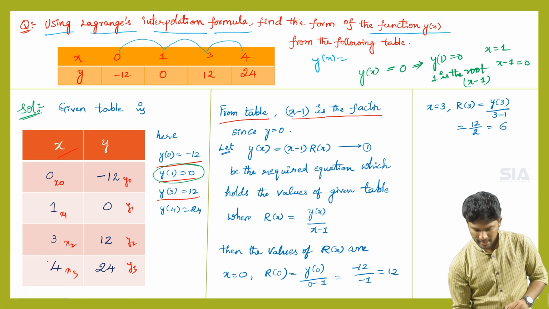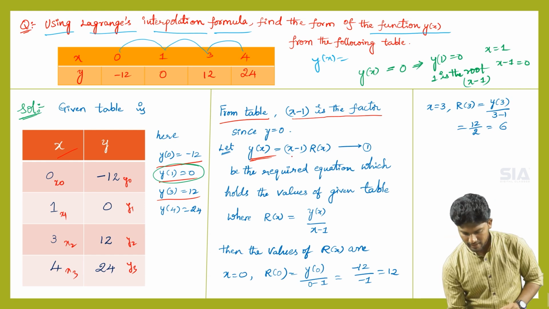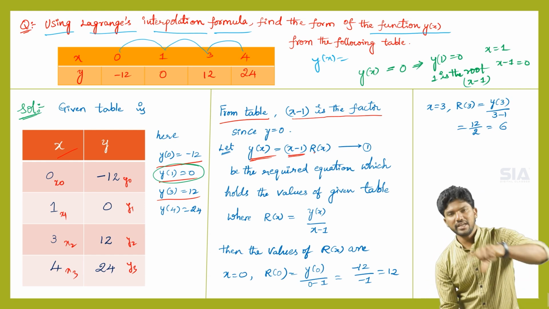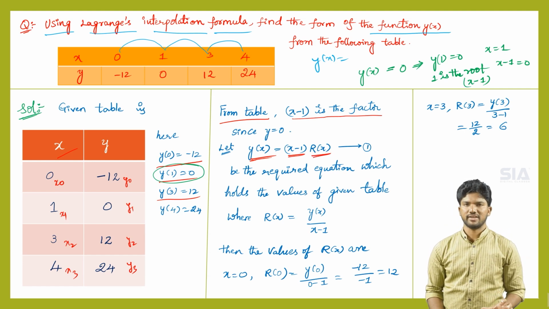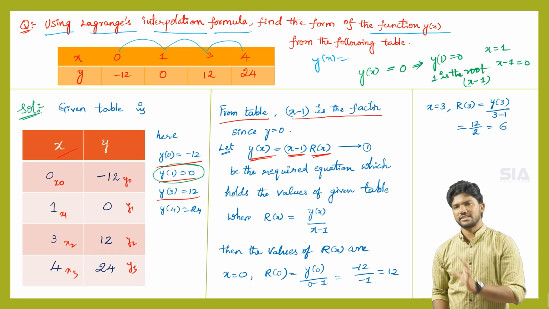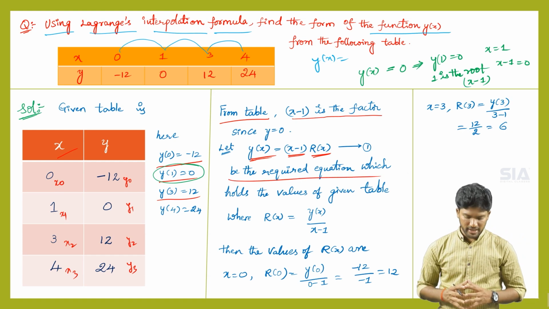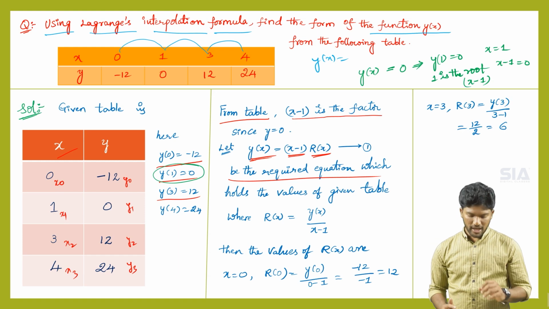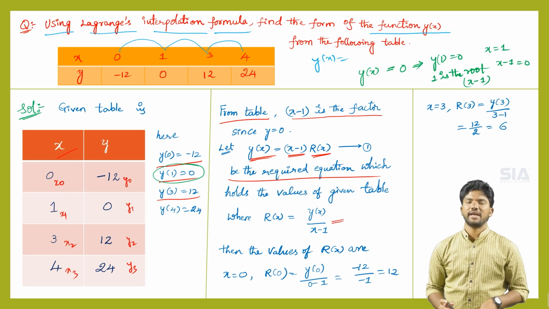Next, let me take that function as y of x is equal to one linear factor, which is x minus 1 by using the given table, and the remaining part of the equation I am writing as capital R of x. We don't know what that is, but from the given data we have one linear factor x minus 1 and the rest of the term is R of x. That is taken as equation number 1, the required equation which holds the values of the given table, where R of x is equal to y of x by x minus 1.